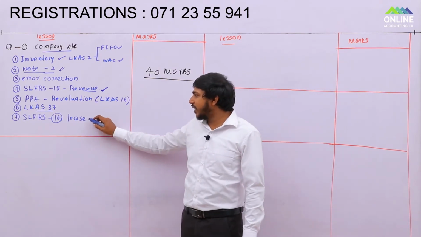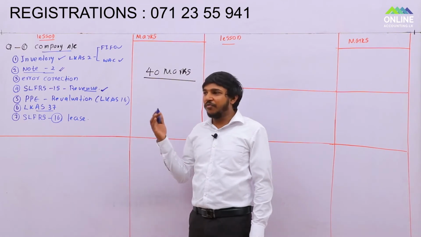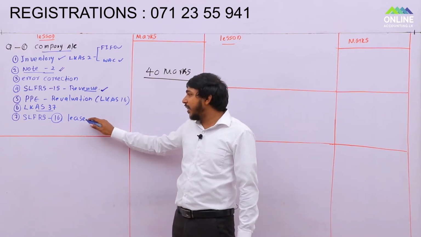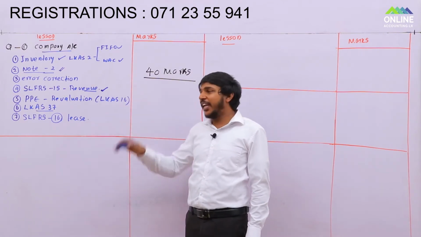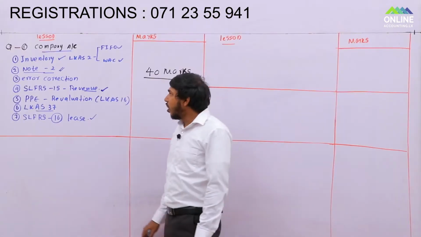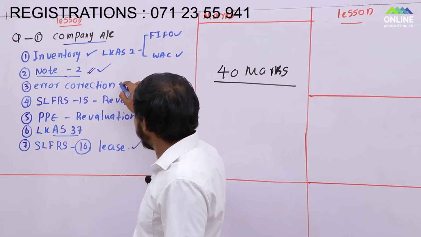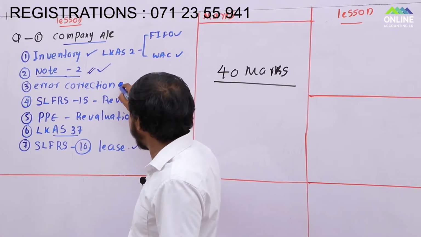Then we have already discussed in SLFRS 16 how to adjust for down payment, what should happen for the other direct costs, how to prepare this, and how to take this to a note in the financial statements. We have already discussed these things in our video. So we have already completed these two error corrections. I will be uploading a separate lesson for this.